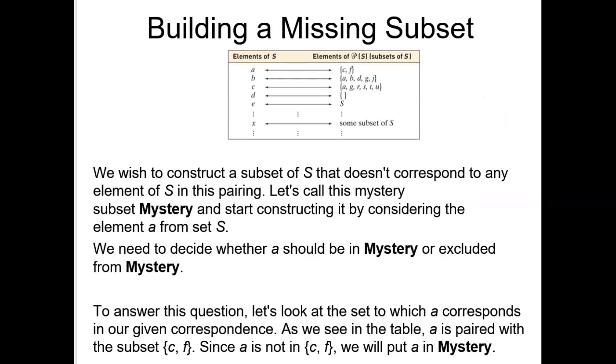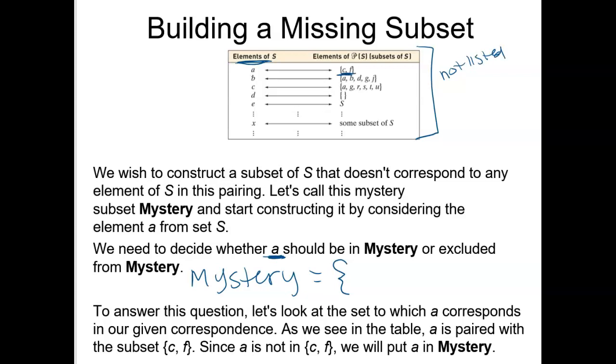Okay, so looking here, when we wish to construct this, we want to make sure that it doesn't match up. So we're going to start with A, and ask whether A should be in mystery or not. Mystery is some sort of subset. Remember, this is a subset of S, so it's going to have elements of S, but it's not going to be listed here. So let's start with the very first one. Do we want A in here or not? Well, let's look at what matches with this. It's not in A, so we are going to put it in mystery.